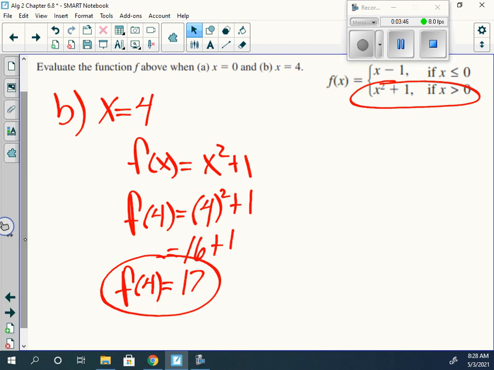So however many values of x it asks for, we'll have to find them. Any questions on any of this here?